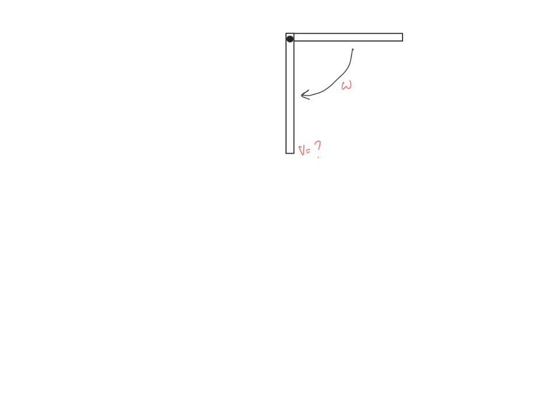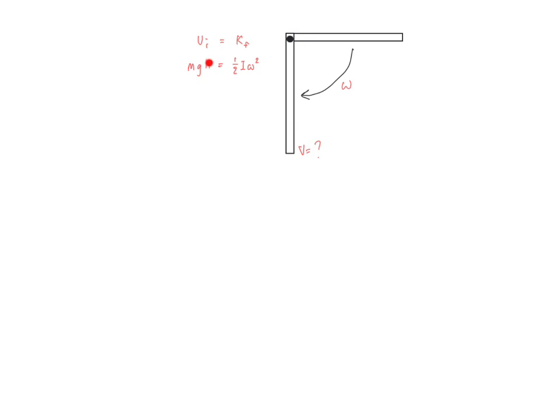But since the rod is fixed in place, it cannot translate, it can only rotate. So to set up the conservation of energy equation, it's going to look like U initial, the gravitational energy, is equal to K final, the rotational kinetic energy, so this would be mgh is equal to 1/2 I omega squared.